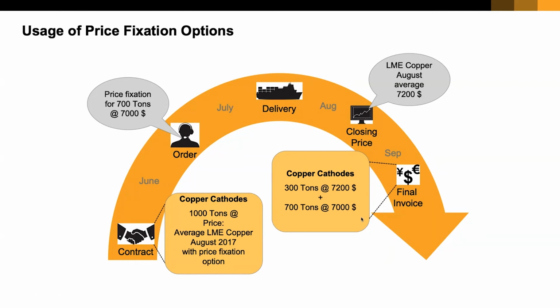Okay. And because of the allocation, and that allocation can be manual or automatic, the delivery gets allocated to this price rate, and this gets the floating rate. That's how the final invoice will be created.